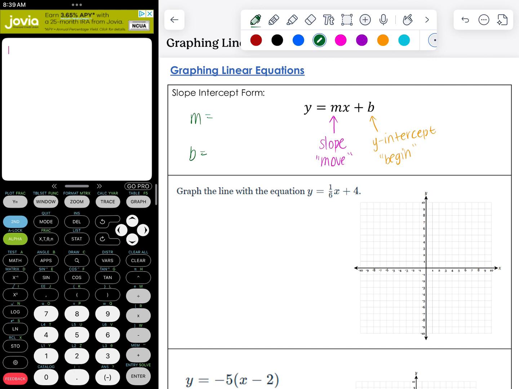So looking at the first question here, I am going to ask, what is my slope? Well, the slope is equal to 1/6. My y-intercept is 4. So what that means is I need to begin my picture, my line, at 4 on the y-intercept. And then my slope is positive, so that means I'm going up and to the right. So I'm going to go up 1 and to the right 6, and where that is, I'm going to place another point.